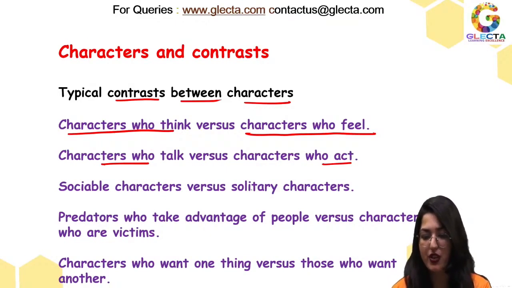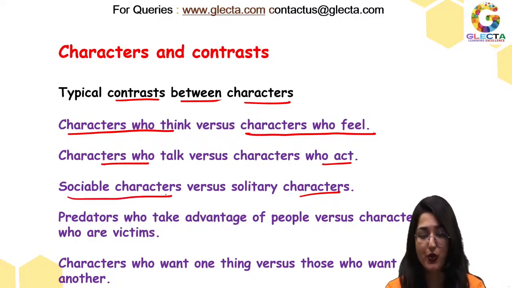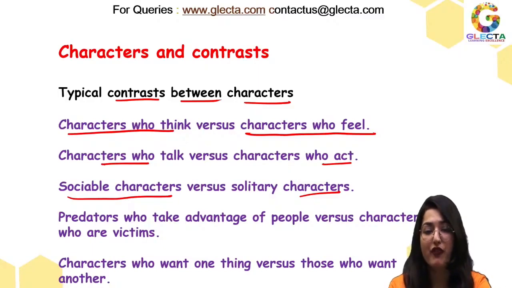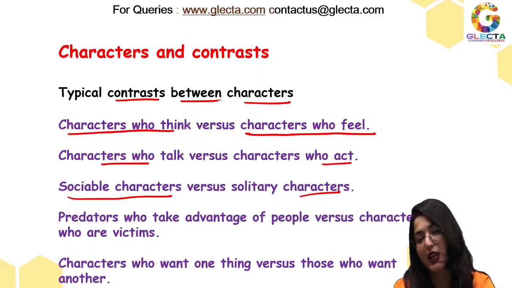Sociable characters versus solitary characters, meaning some characters are very sociable and some are very solitary. Let's talk about Benjamin. He was very social, but Lewis was very solitary; he preferred solitude over being social.